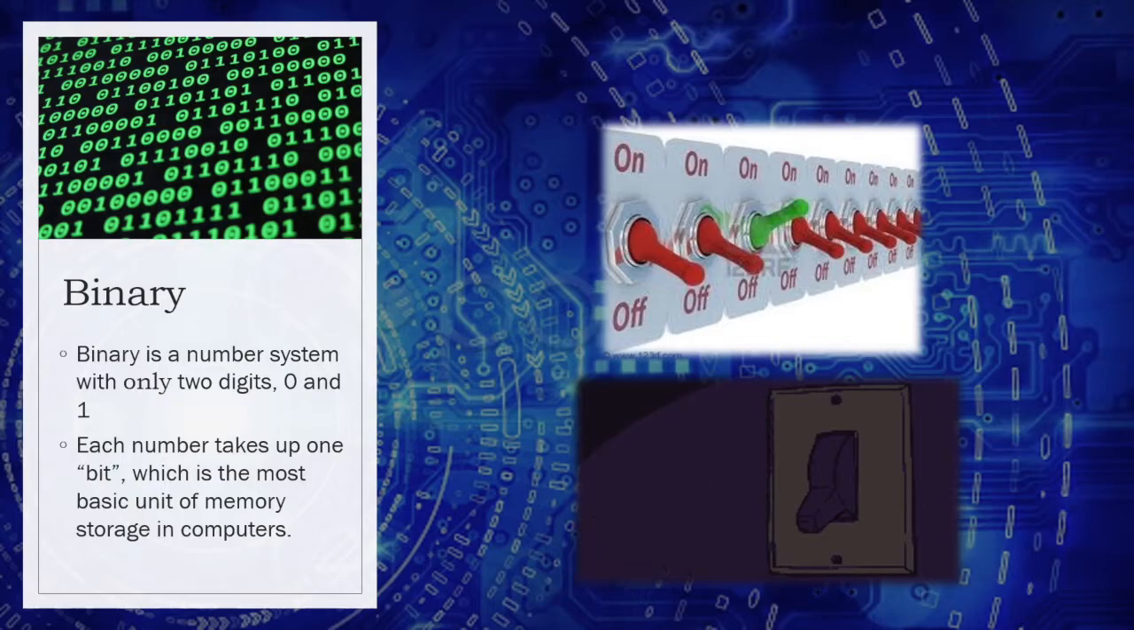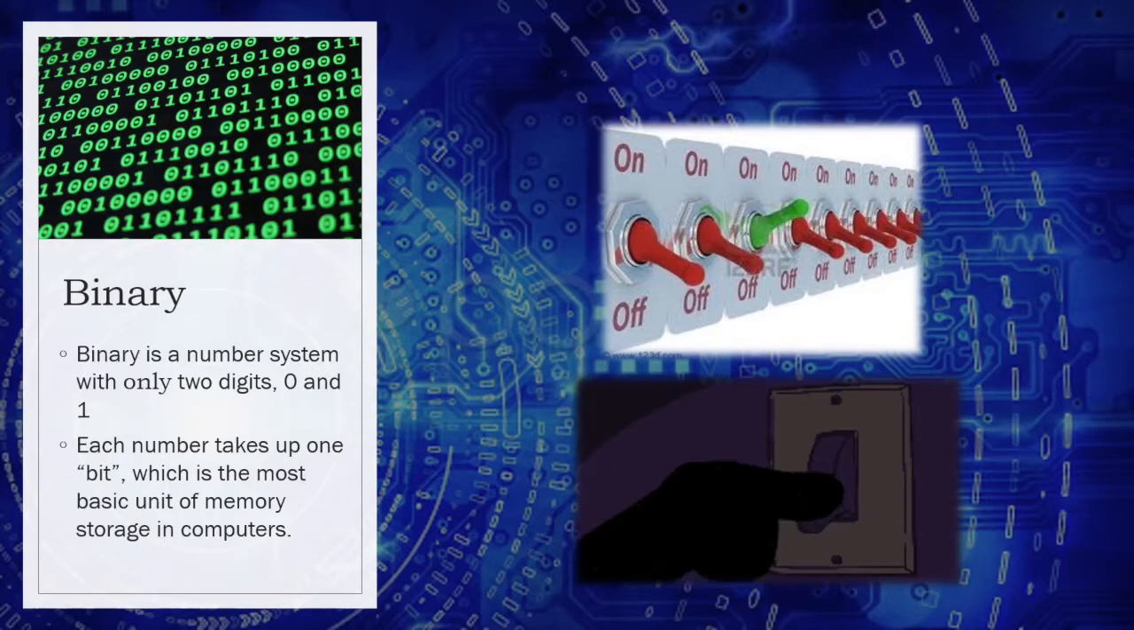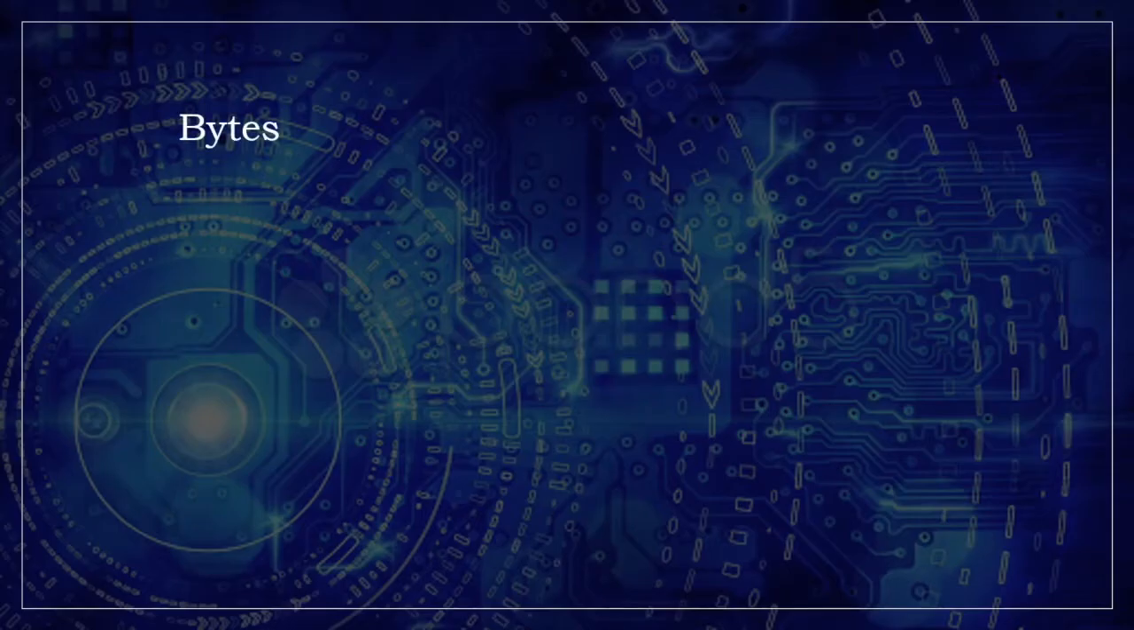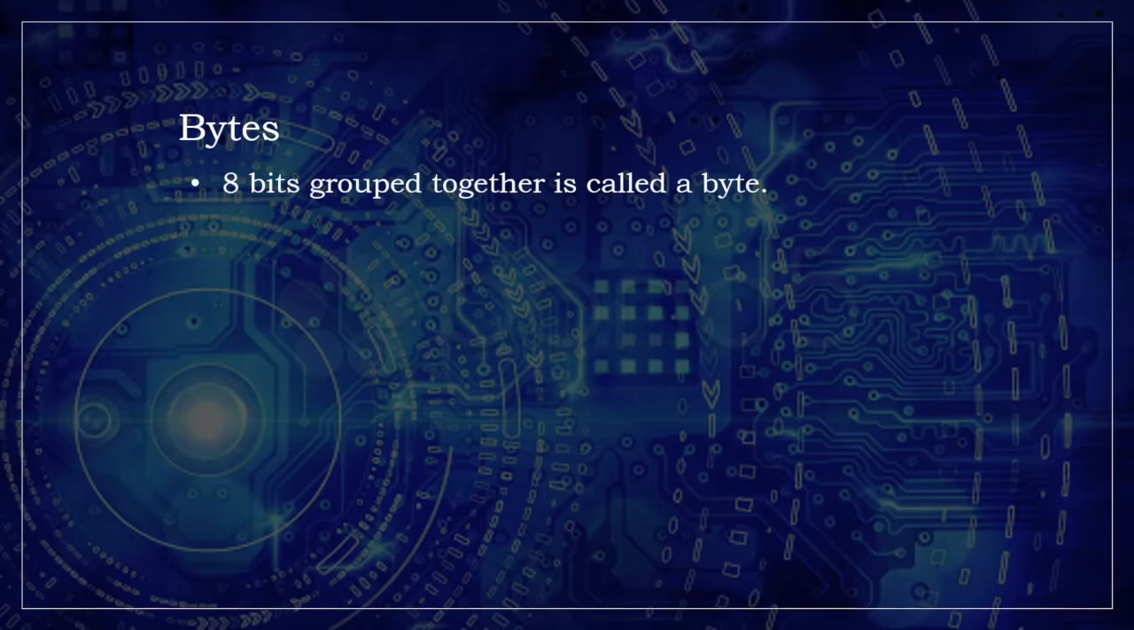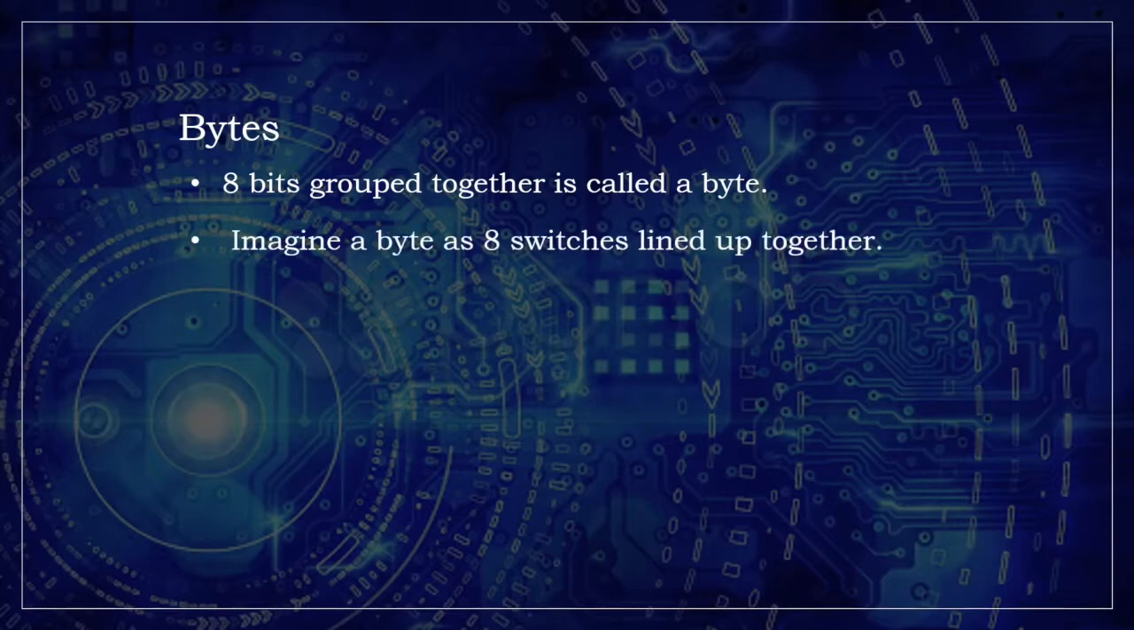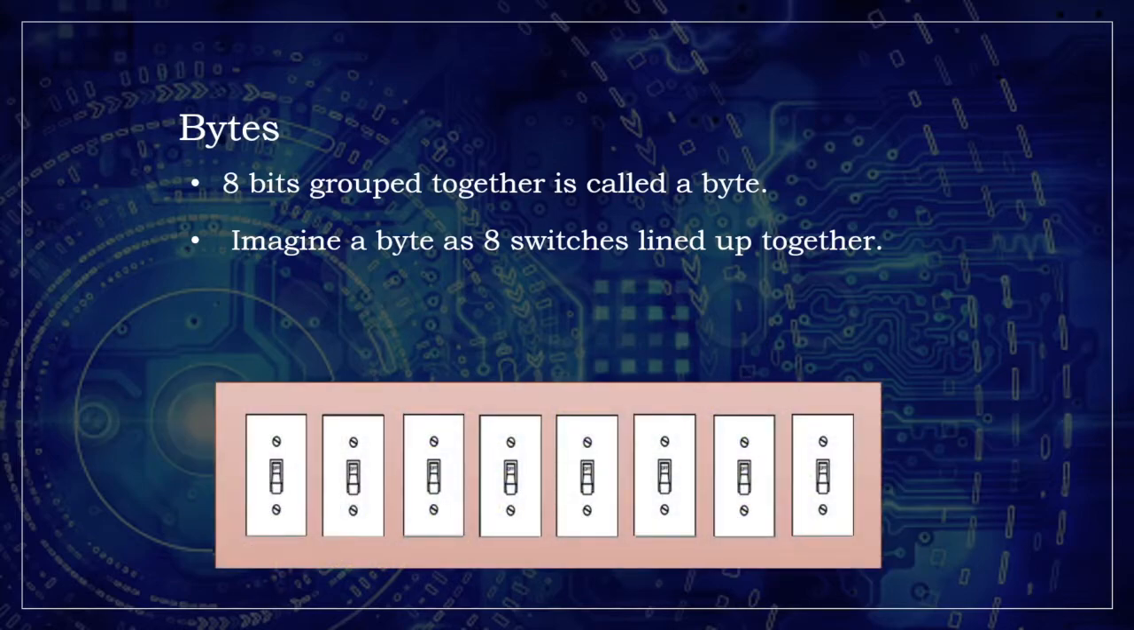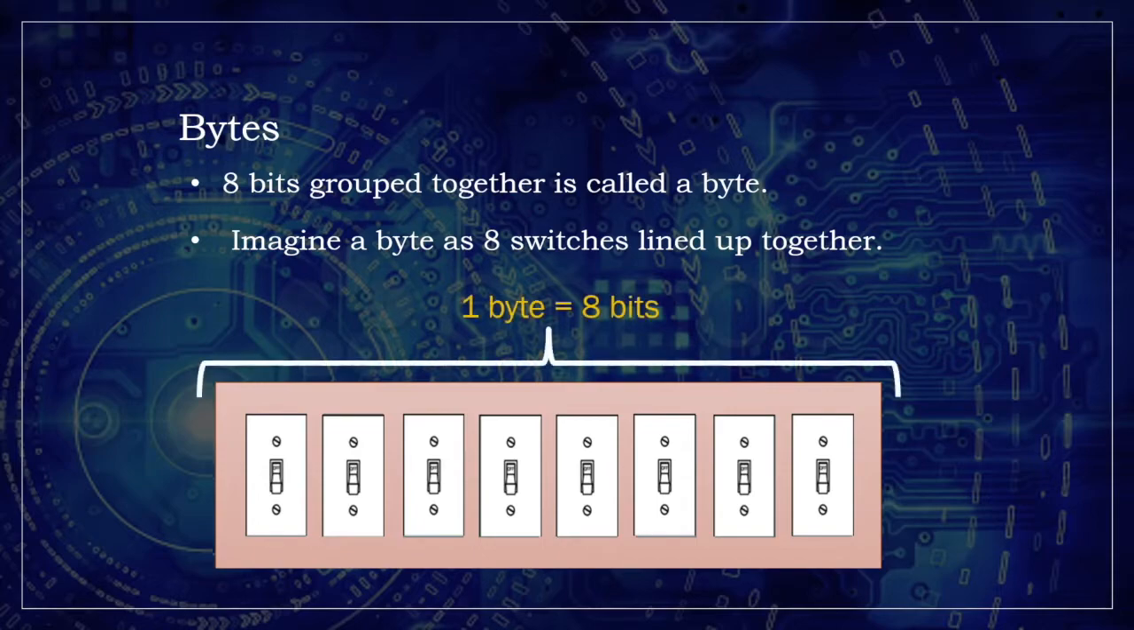What if we want to store the number 2 in our computer's memory? This is where something called bytes come in. 8 bits grouped together is called a byte. And with a byte, we can have 8 binary numbers together. Imagine a byte as 8 switches lined up together. Now that we've got a byte, we can store much more information with zeros and ones. Let's take a look at how bytes are used to store and represent numbers.